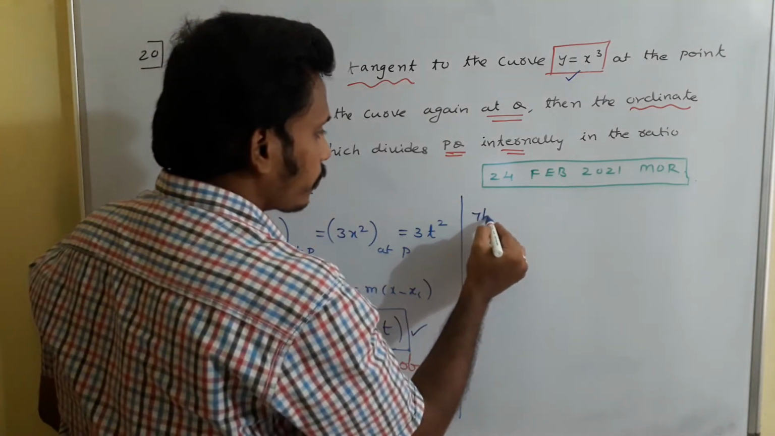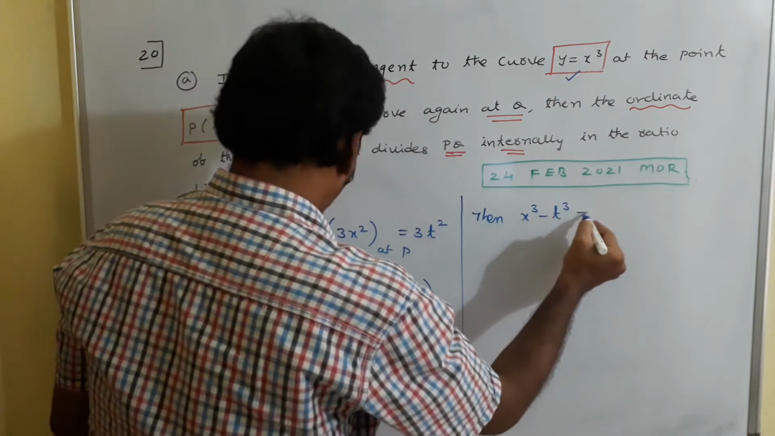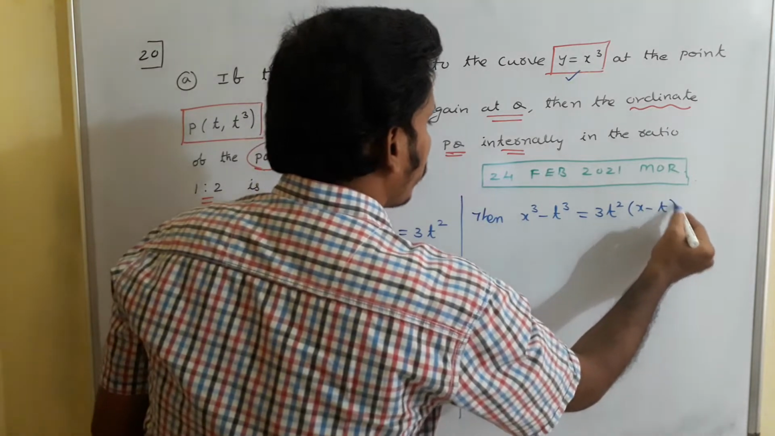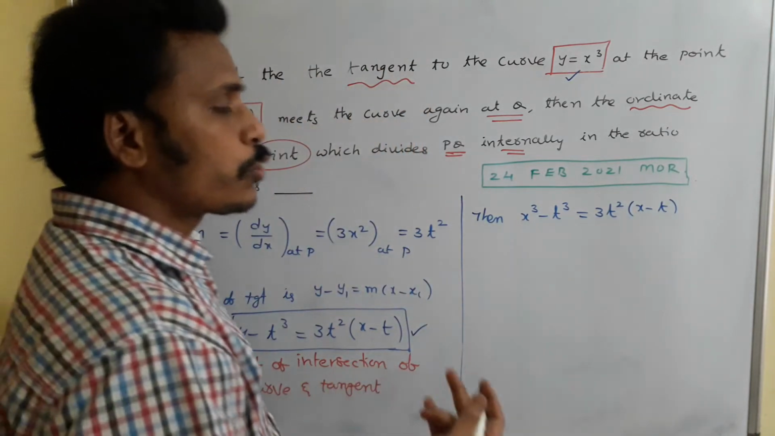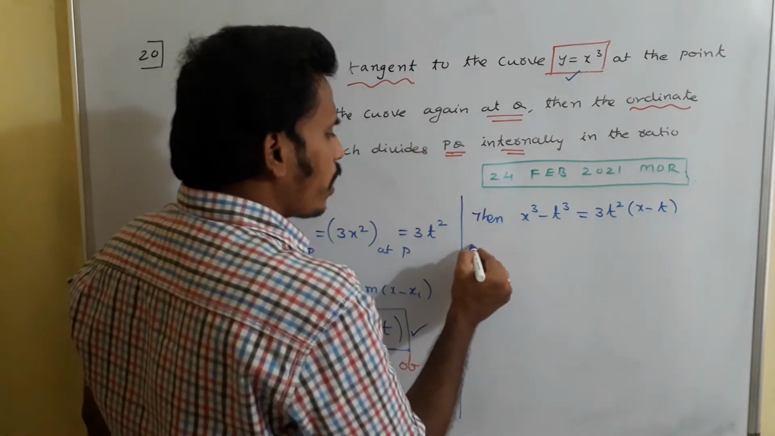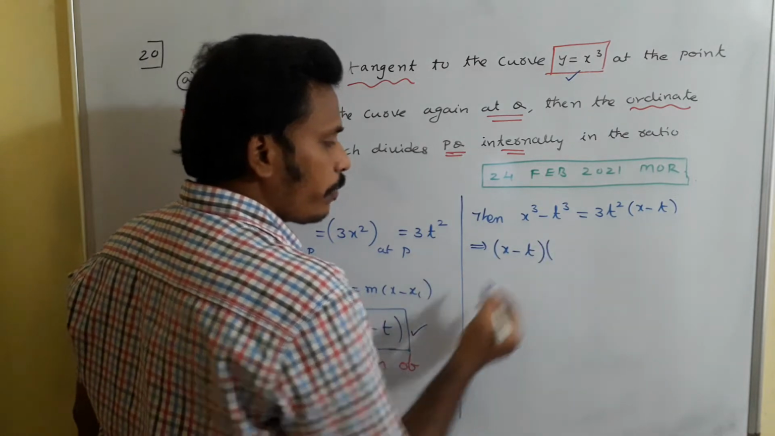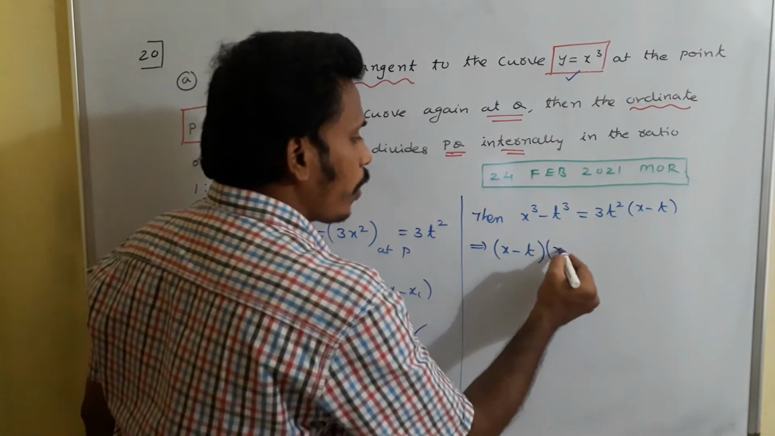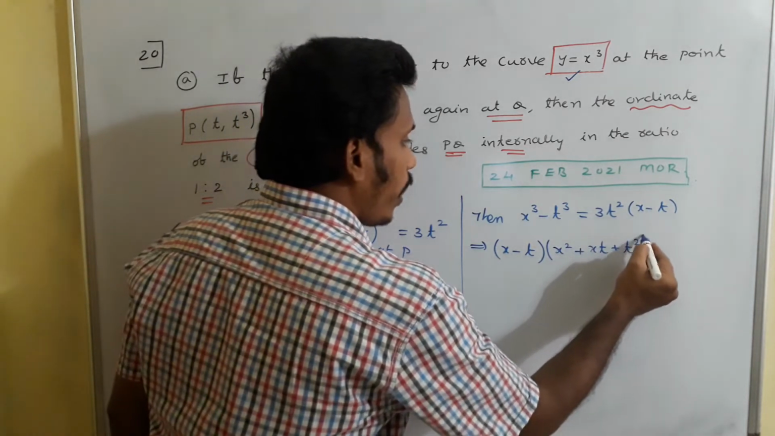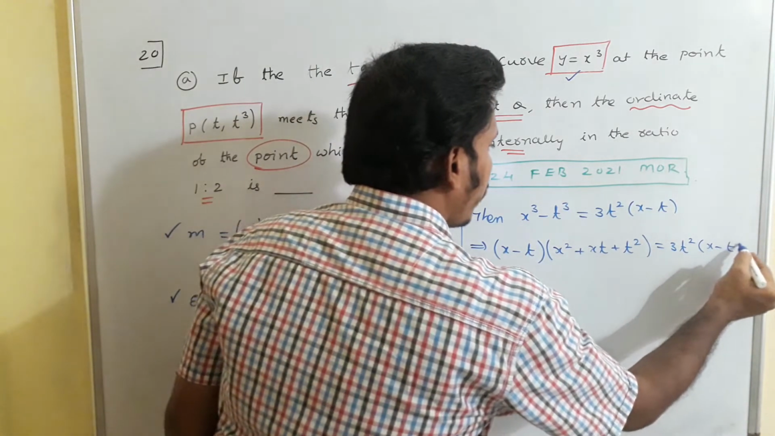So then x cube minus t cube is equal to 3t square into x minus t. What is x cube minus t cube? See, x cube minus t cube is of the form a cube minus b cube. a minus b is x minus t, times a square plus ab plus b square, which is x square plus xt plus t square, is equal to 3t square into x minus t.